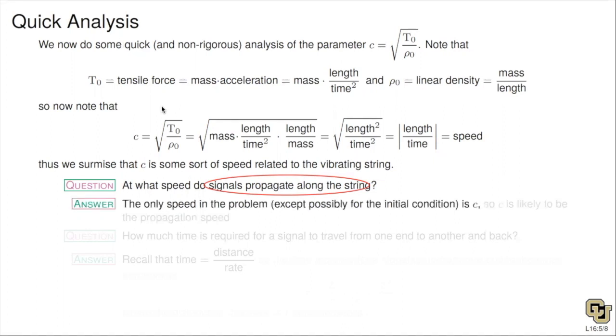So here we conclude that in the whole system, in our wave equation, the only place where there is a speed, other than that initial velocity, is this parameter c. So we make this conclusion that c is this so-called propagation speed of some signal when you pluck the string.